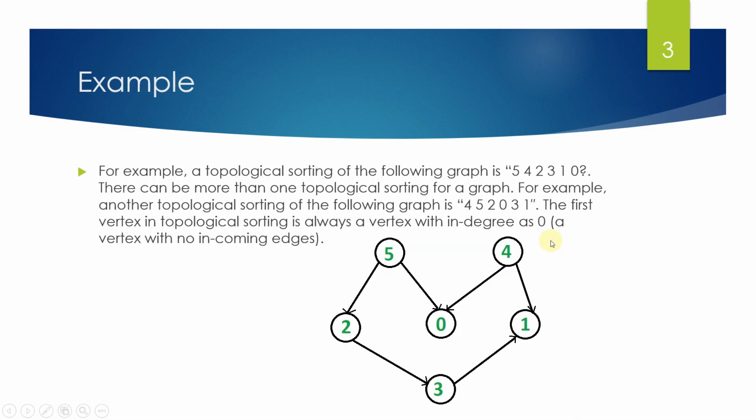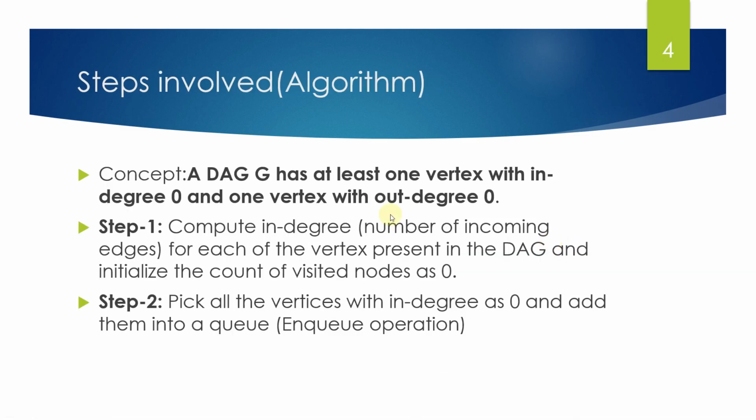That's just it, it's a simple proof. You can search it on the net. So let's move on to the steps. First of all, the basic concept we are working with in this algorithm is that a directed acyclic graph G has at least one vertex with in degree of 0 and one vertex with out degree of 0. So let's jump onto the steps. Step 1: compute the in degree, that means the number of incoming edges, for each vertex present in the DAG, and initially set the count of visited nodes to 0, because initially we haven't visited any node.